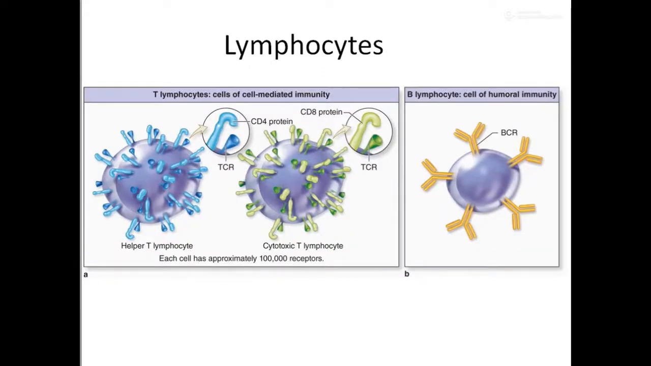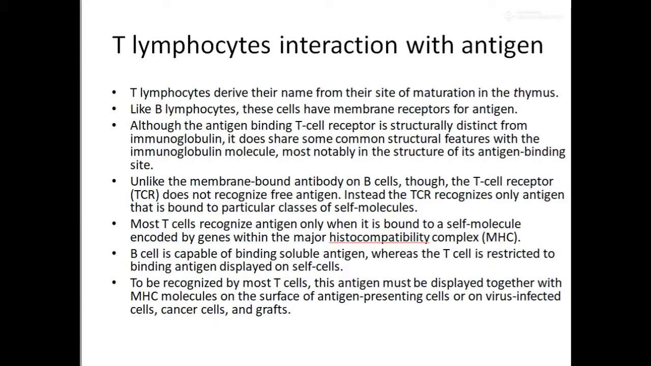Now let's move on to the next one, the T lymphocytes. The T cells are the cells of the cell-mediated immunity. The T lymphocytes are also formed from the bone marrow, but they mature within the thymus, and that's why we call it a T lymphocyte. And like the B lymphocytes, these cells also have membrane receptors for the antigen. Although the antigen binding T cell receptor is structurally distinct from immunoglobulin, it does share some structural features with the immunoglobulin molecule, most notably in the structure of the antigen binding site.